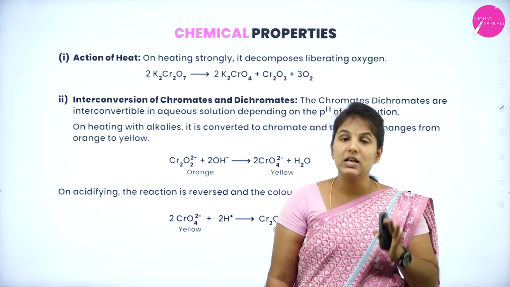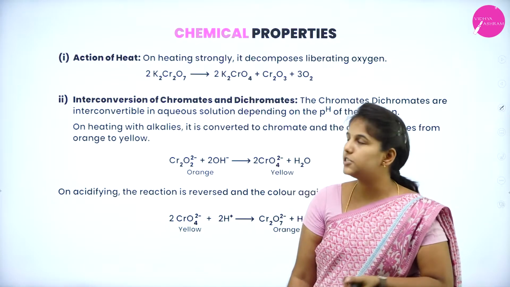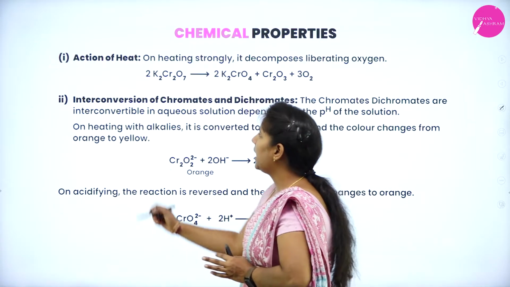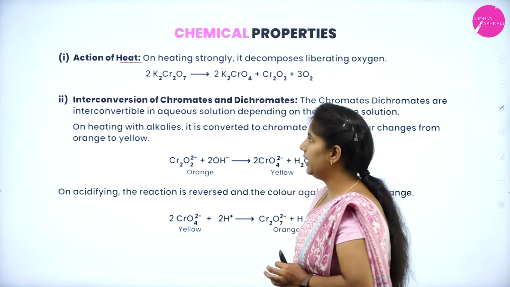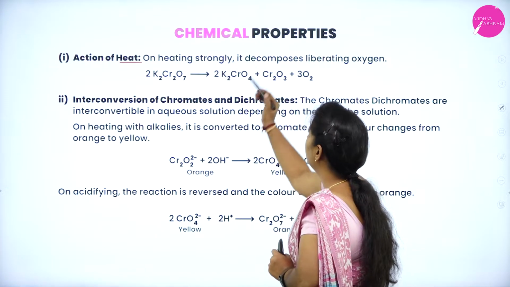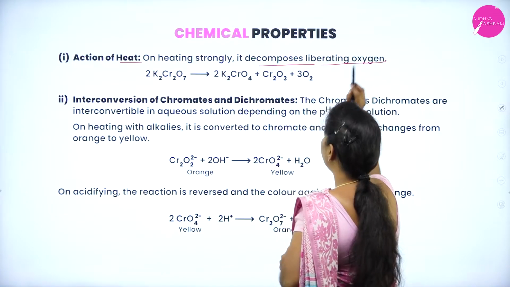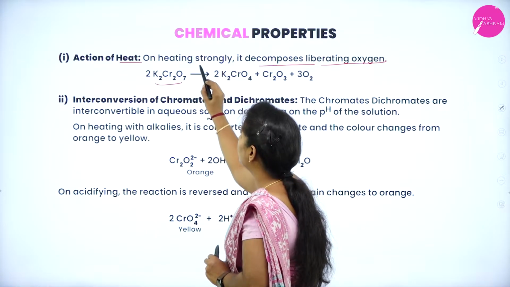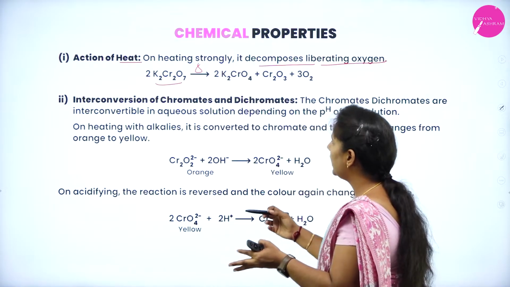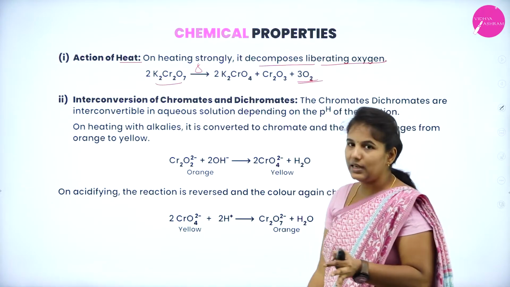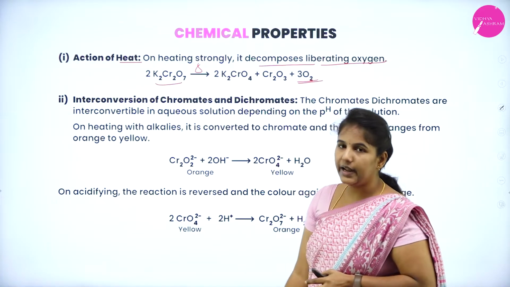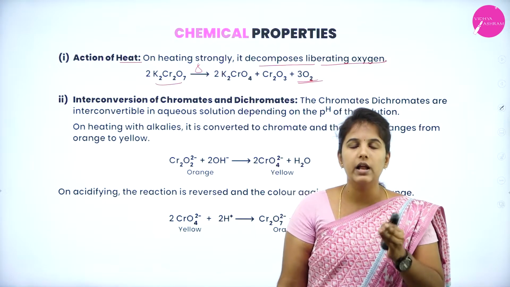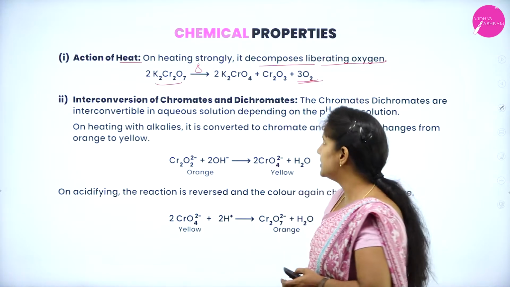Now let us discuss the chemical properties of potassium dichromate. First we will see how it reacts with heat. On heating strongly, it decomposes, liberating oxygen. If you take potassium dichromate and heat it strongly, it produces nascent oxygen. This indicates that upon heating, potassium dichromate undergoes decomposition and produces nascent oxygen.